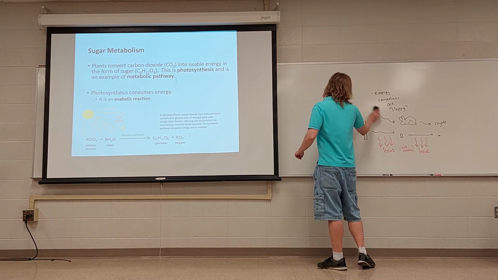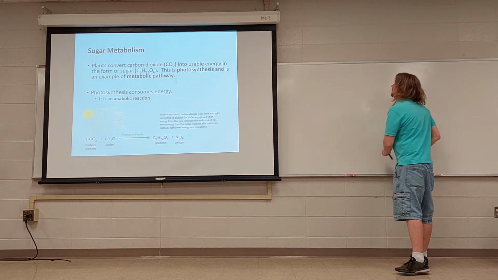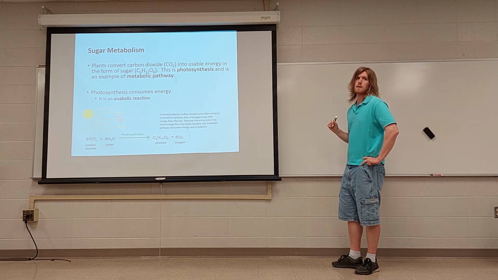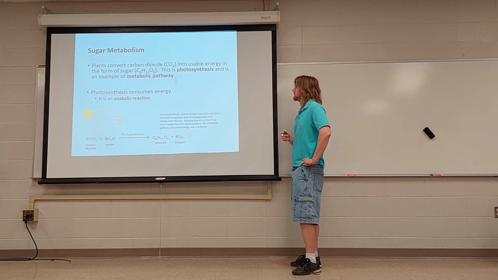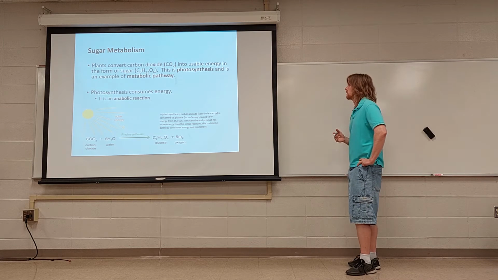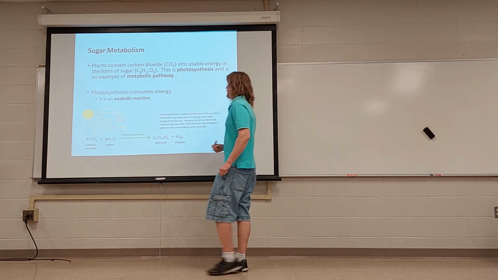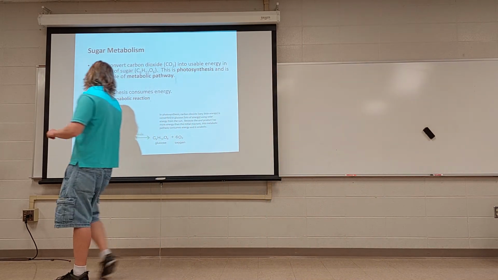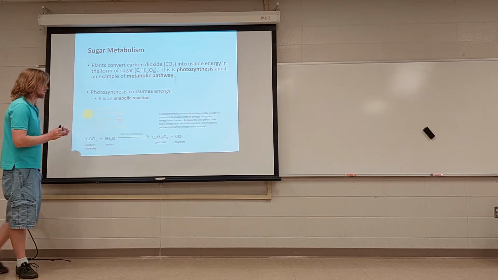Photosynthesis. So plants convert CO2 into usable energy in the form of sugar. We talked about that. We mentioned that that is photosynthesis and an example of a metabolic pathway. We haven't used that term yet. I'm not too worried about that, but I do want you to be aware of this anabolic reaction term. So down here on the bottom, we've got photosynthesis, 6 CO2 plus 6 H2O converted to glucose and 6 oxygen.